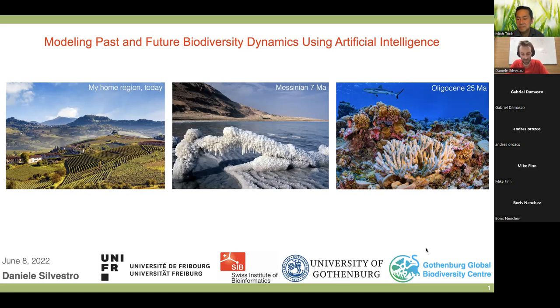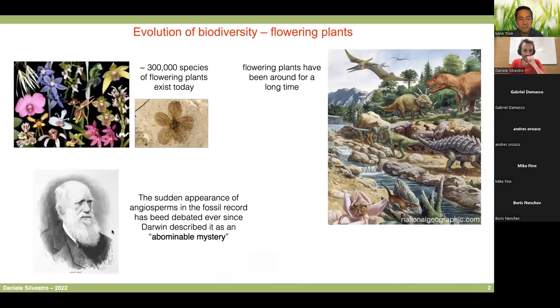More recently, we've also been working on how species are coping with anthropogenic pressure, so with humans, which is a much more recent effect that impacts biodiversity very strongly worldwide. The first thing I would like to talk to you about is a model we've been working on to understand how biodiversity evolves in deep time, on time scales of millions of years, before humans are even in the picture. In particular, we are interested in how plant biodiversity has accumulated over time.